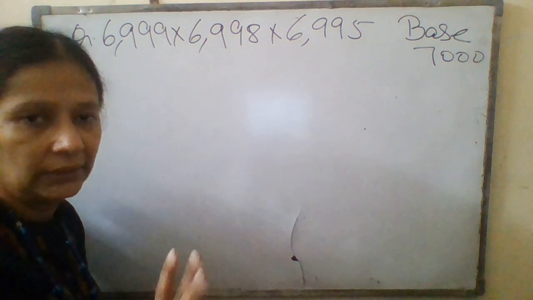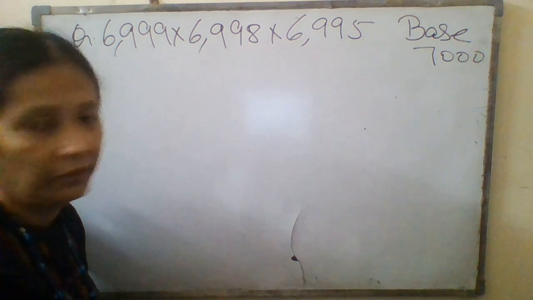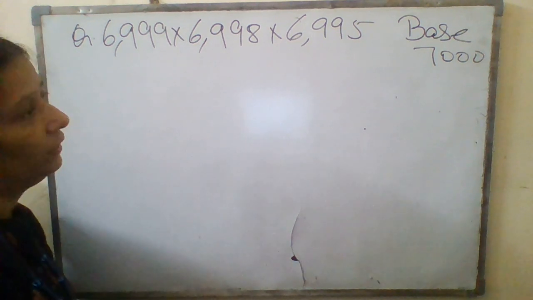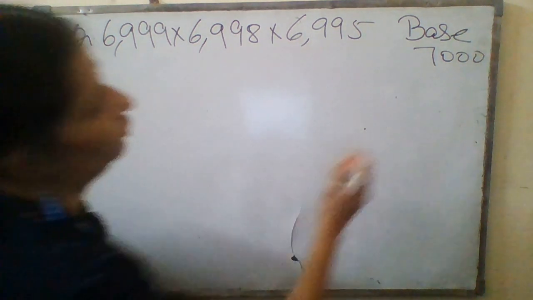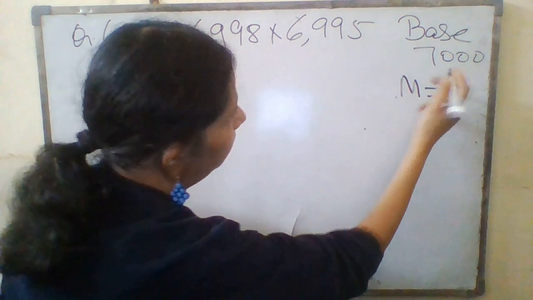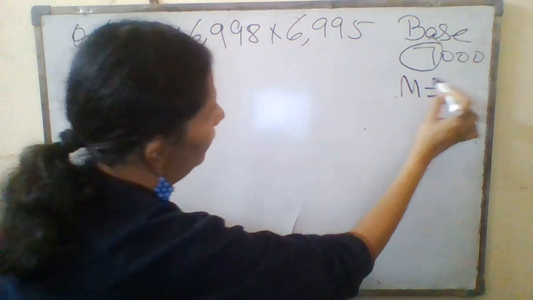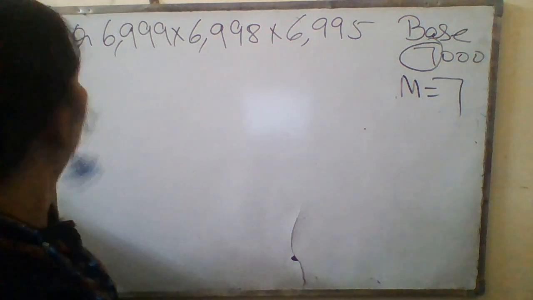I started with easy questions. I discussed different cases with you. Now you see how fast we can do this question. First, what is the multiplier here? Multiplier, see, 7000 is written. So first number, this 7, is your multiplier. Okay, multiplier is 7.